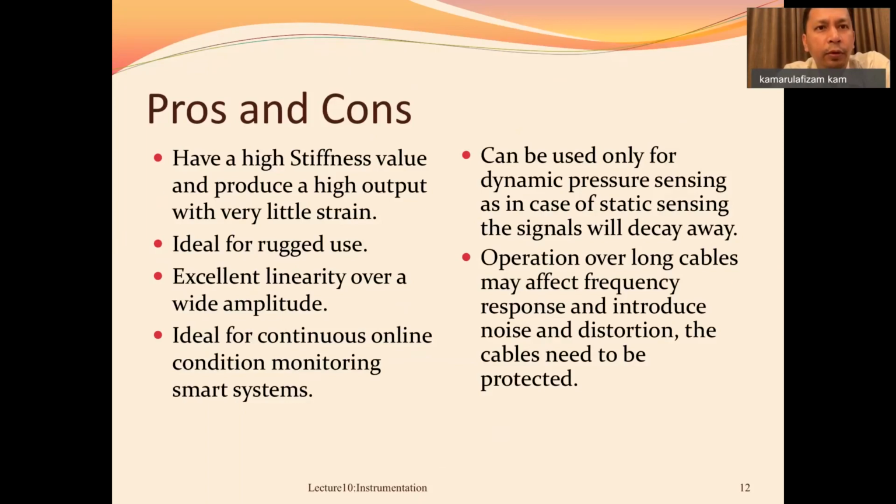Next, it can be used for dynamic pressure sensing. It is good for measuring when things keep changing. If you use it to measure a very long static condition, it is not very good. Operation over a long cable affects the frequency response. We have seen just now from the second order differential equation that this depends very much on the frequency, and frequency over a long cable is not very good. The sensor itself is good, basically.